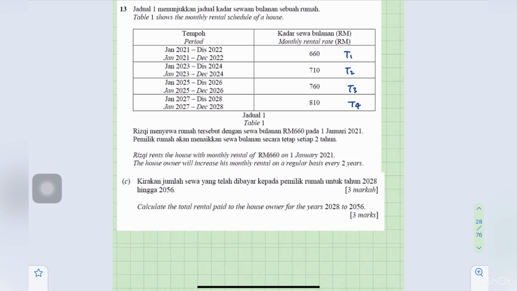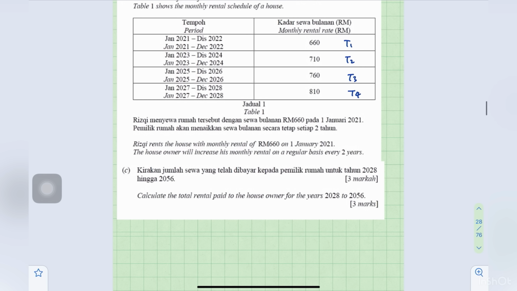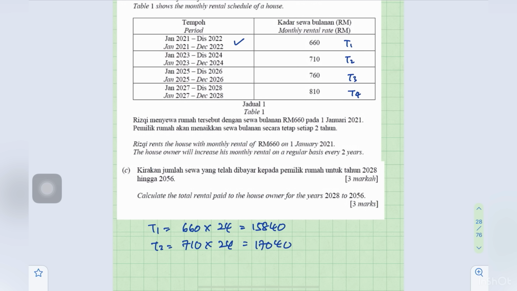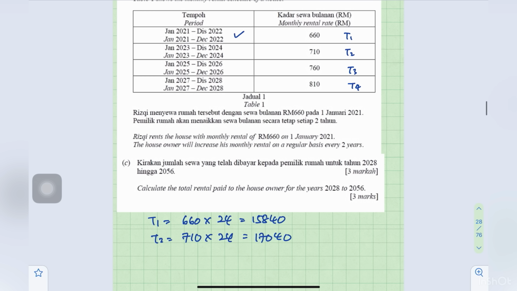Okay, c, calculate the total rental paid to the house owner for the year 2028 to 2056. Okay, so sekarang kita nak total rental. So, kita kena cari the new terms lah untuk setiap tahun ni kan. Okay, so sekarang T1, ada 660 times 24 months, equals to 15840. Okay, T2 is 710 times 24 months sama, which is equals to 17040. Okay, so kita dah boleh cari dia punya d yang the new one. So, d is 17040 minus 15840, so equals to 1200.